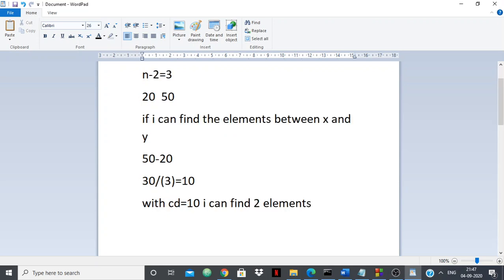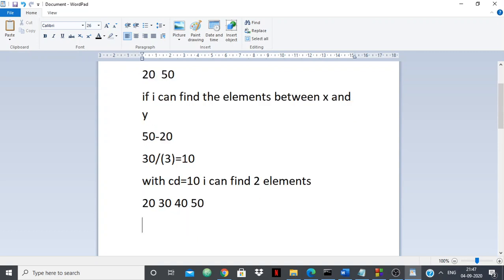Right? And what are those elements? They are 20, 30, 40 and 50. So 30 and 40 are the two elements which I can find between 20 and 50. But are we finished? No. n is 5 now, meaning that one more element is to be restored.